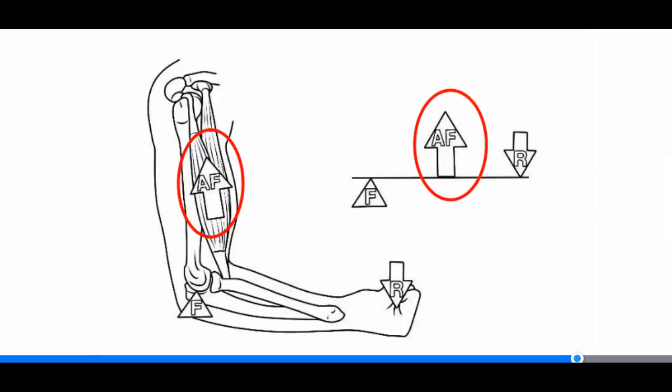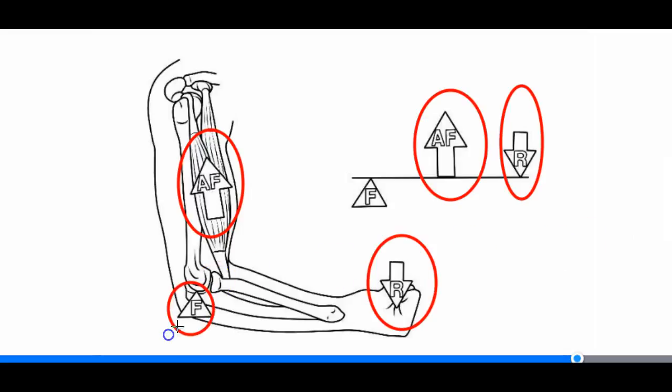A resistive force or load, which is the weight of the body plus any external resistance added, such as weight training equipment. And a hinge or axis of rotation, which is the joint. Levers exist in three classes.